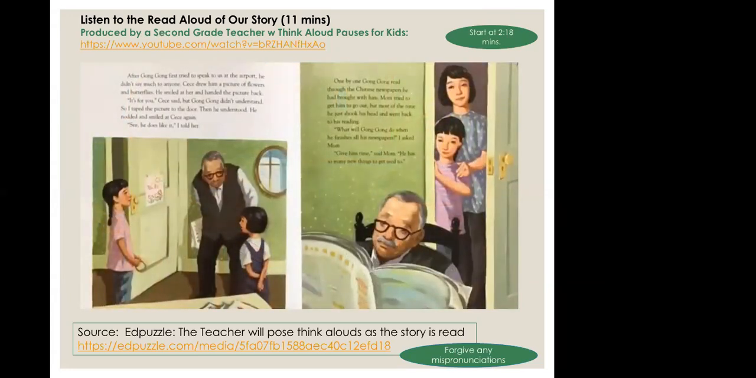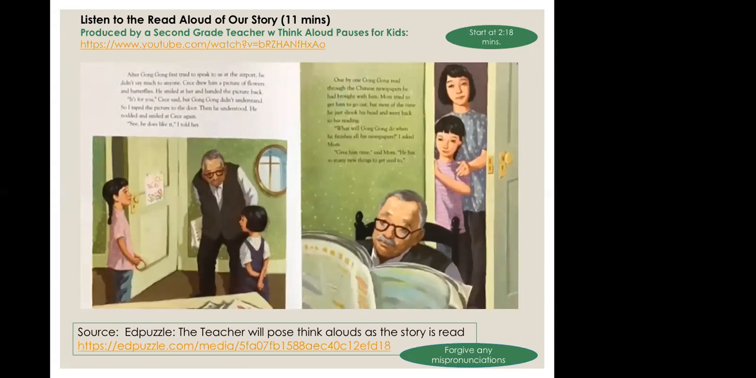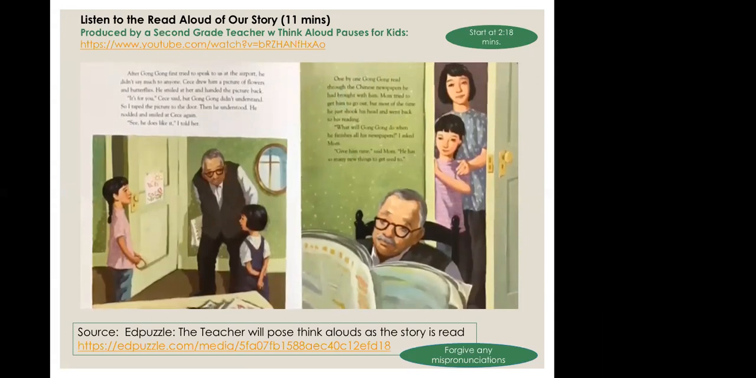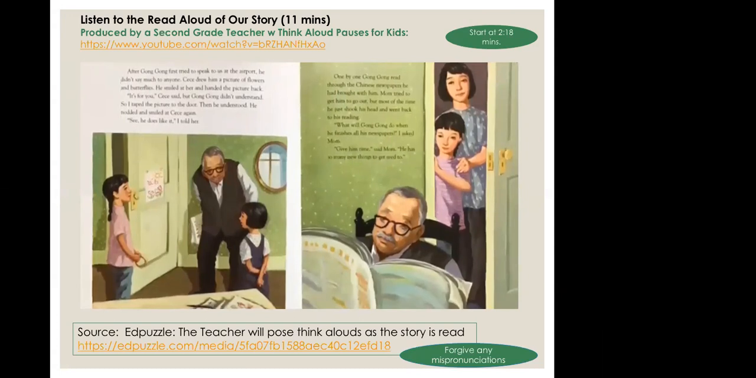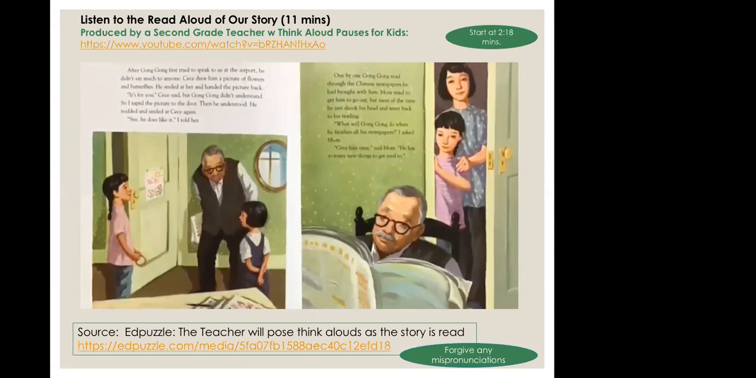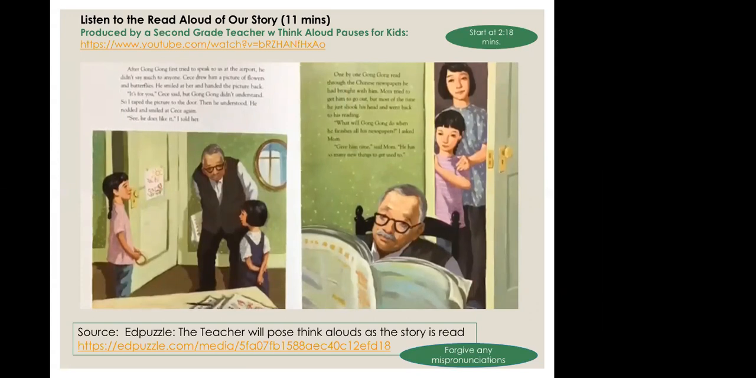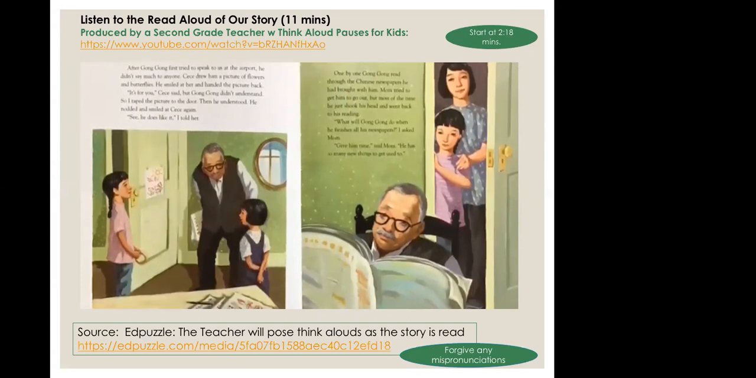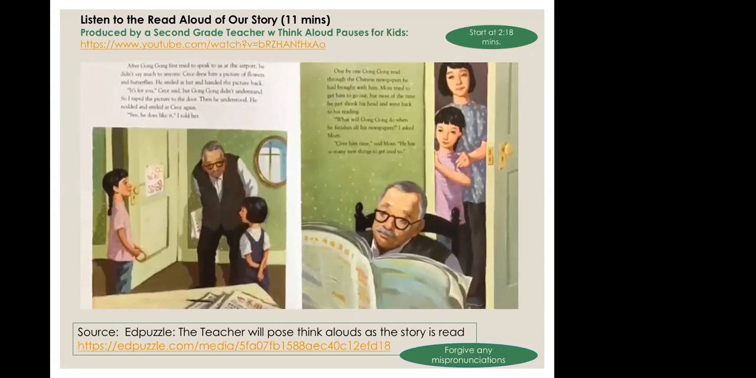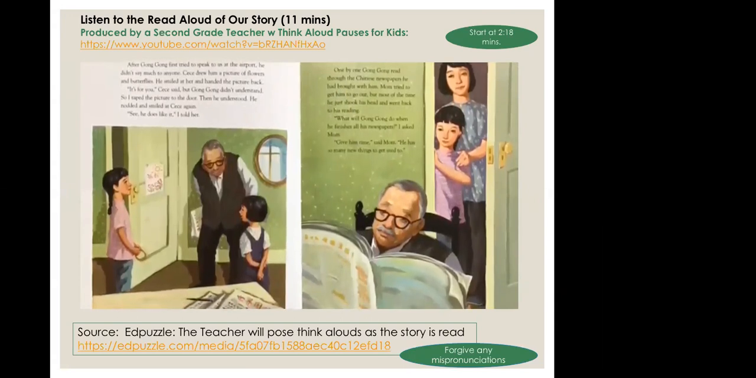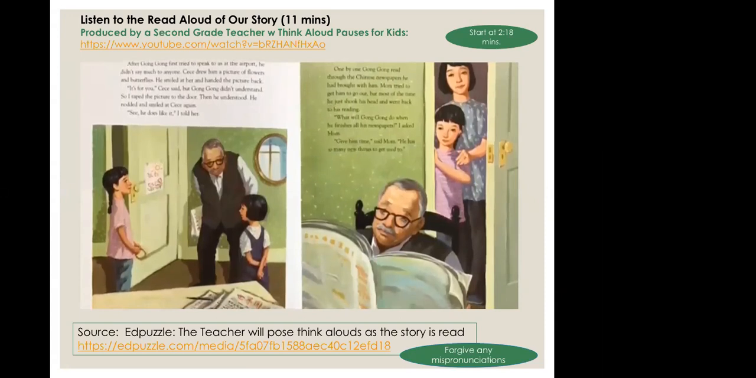After Gong Gong first tried to speak to us at the airport, he didn't say much to anyone. Cece drew him a picture of flowers and butterflies. He smiled at her and handed the picture back. "It's for you," Cece said, but Gong Gong didn't understand. So I taped the picture to the door. Then he understood. He nodded and smiled at Cece again. "See, he does like it," I told her.